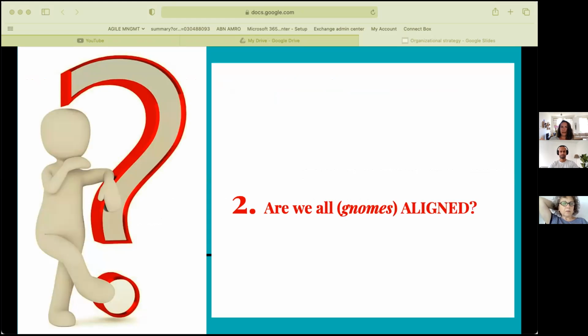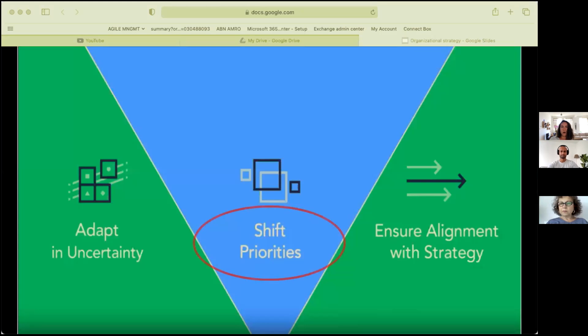We had asked if they are aligned. Why? Because we are living in an uncertain environment. And we all know that success depends on our ability to respond to the market and customer demands. So business must adapt in uncertainty, shift priorities, and ensure the delivery of our products or services, whatever it is, which are consistent with our strategy. So please keep these shifting priorities in mind, which is indeed a prerequisite to ensure the strategic alignment.